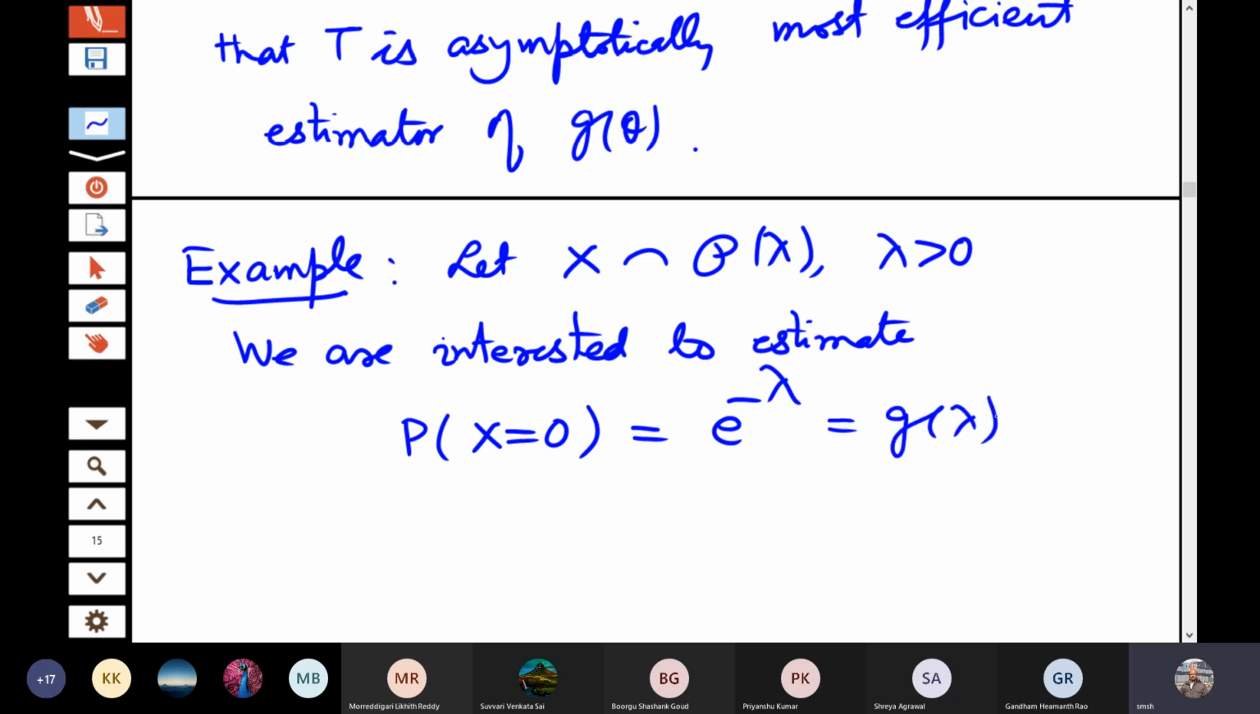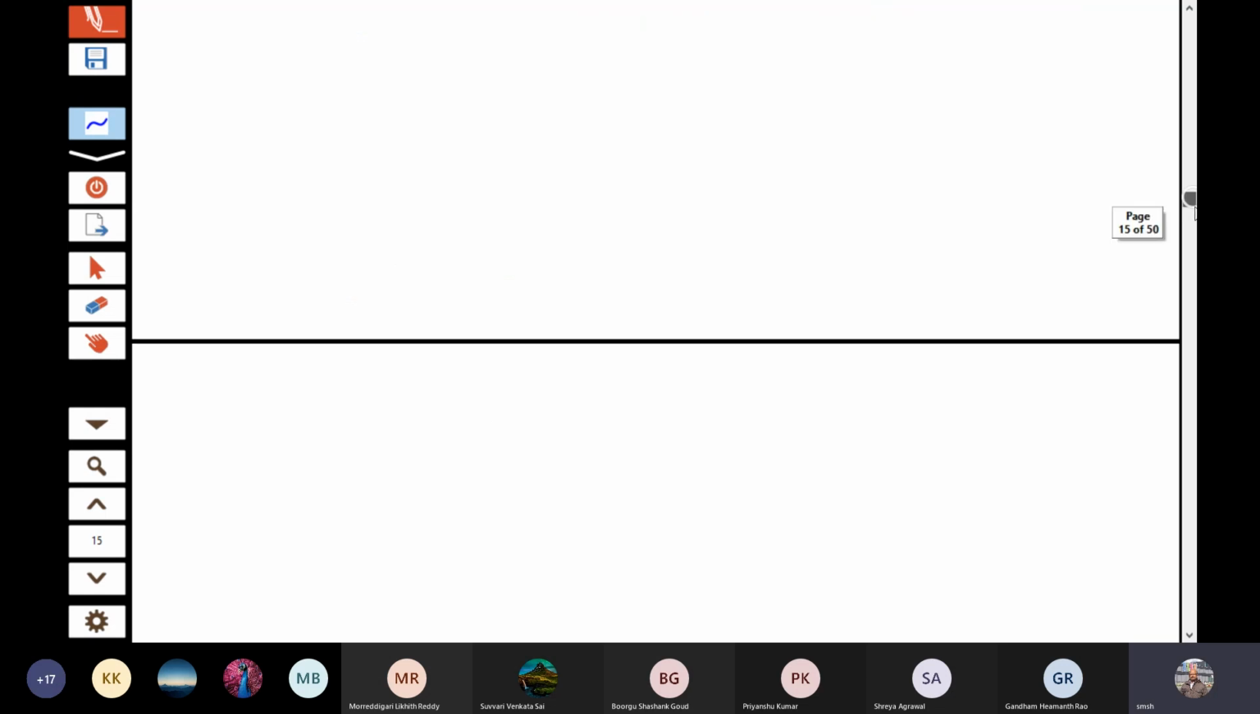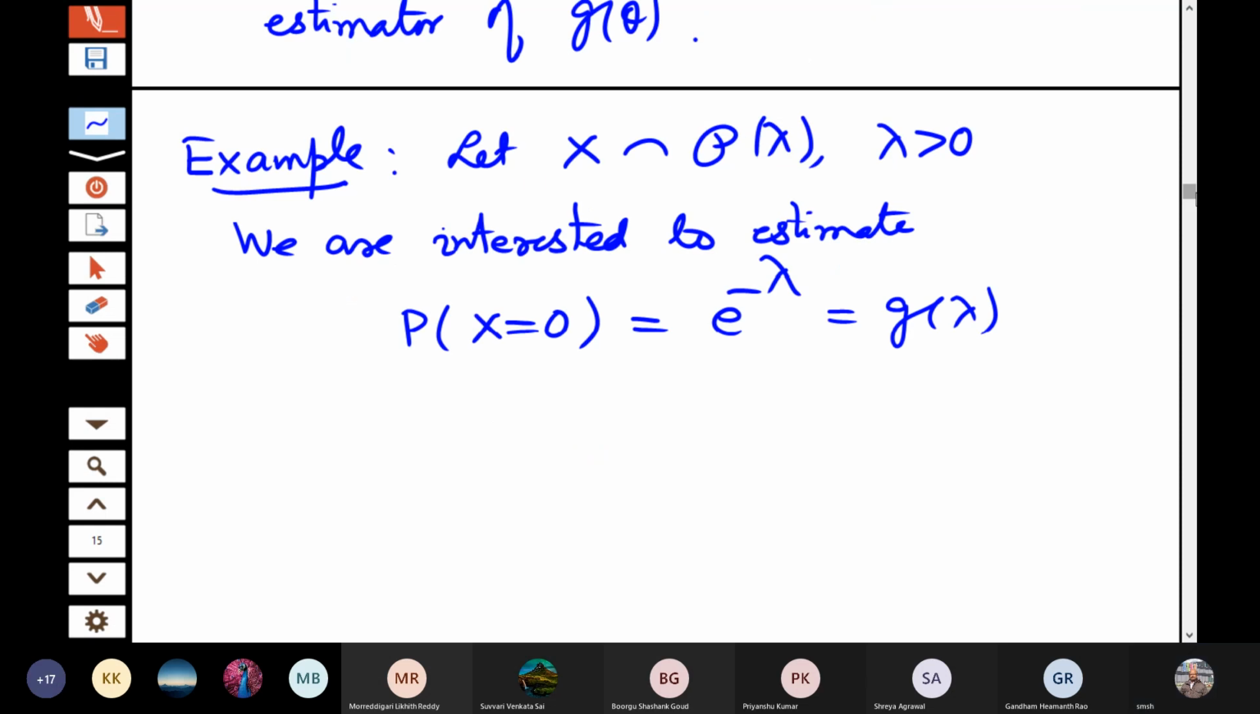Okay, so why is this important? Of course, you can simply say that for lambda, I have got an estimator x bar. So I can put e to the power minus x bar, isn't it? But unfortunately, it is not a linear function of x bar. Therefore, this will not be unbiased. Suppose I am looking at the unbiased estimation, then what should we do? So let me look at this.